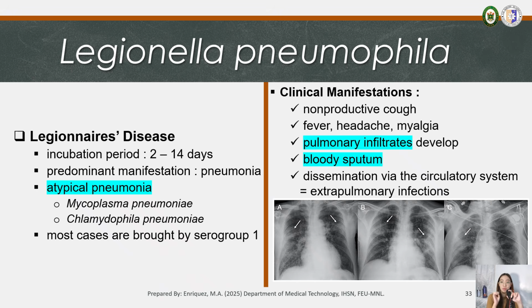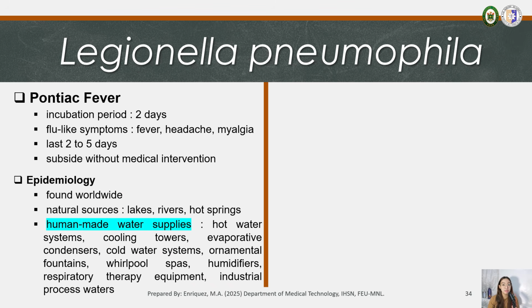So again, kapag ganyan po, no, may pulmonary infiltrates na sa lungs ng pasyente at nagpo-produce na ito ng bloody sputum, that is the Legionnaire's disease, the more severe form of legionellosis. For the milder version of legionellosis, which is Pontiac fever, the incubation period is also 2 days after initial exposure, is self-limiting and would only last for up to 5 days. Okay, so pag sinabi nating self-limiting, even without medical intervention, the person could recover from this infection.